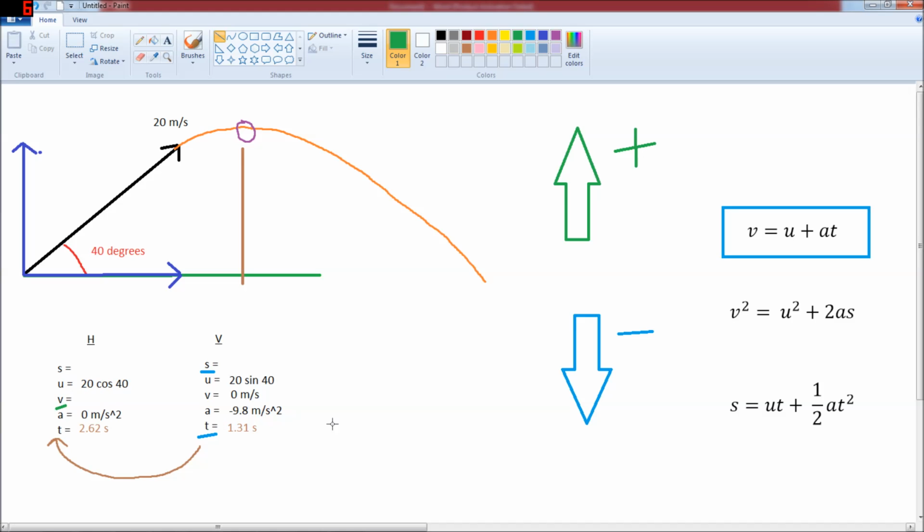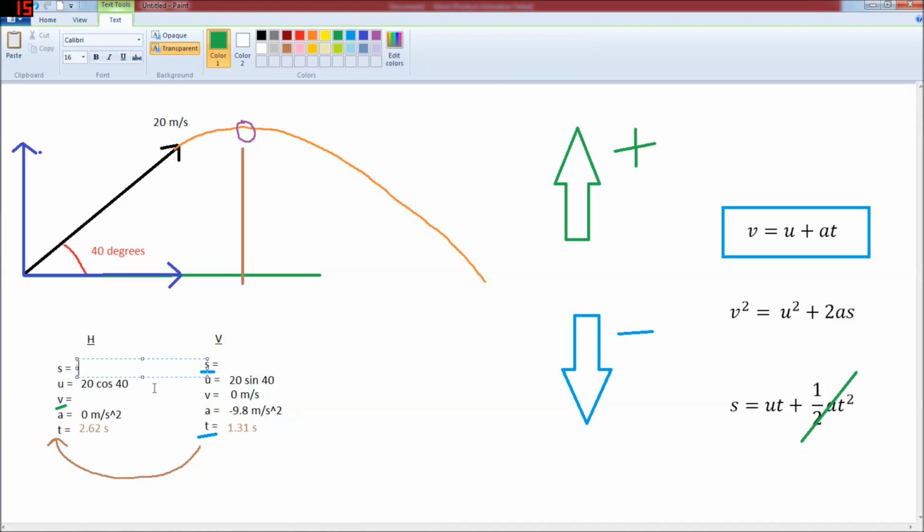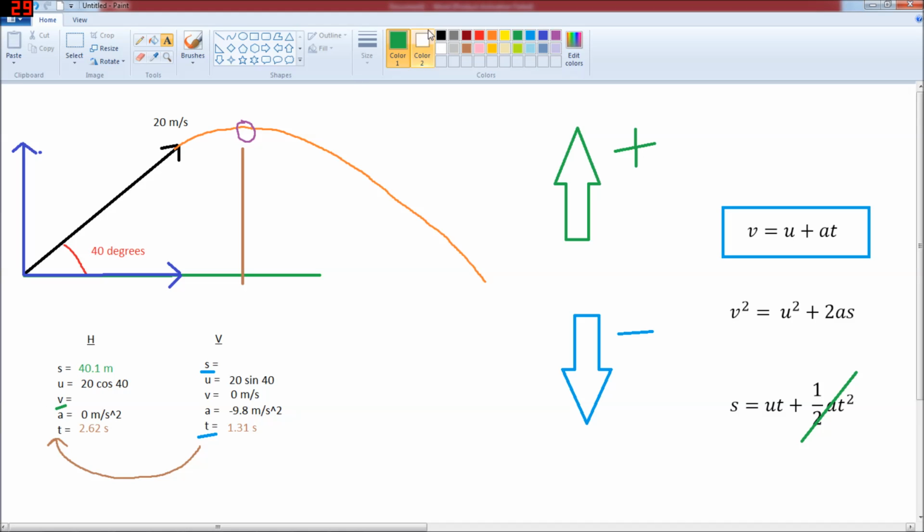And now I can get s. I know u, I know t, it's 2.62. I know a, so this whole term will disappear, cancel out. S equals ut, so I can do 20 cos 40 times 2.62, which I guess I might as well do. 40, you have to do everything backwards on an iPhone. It's a bit frustrating, but I guess it works. Times 2.62 gives me a total displacement there of 40.1 meters. So you can see there, I've very quickly solved for absolutely everything that I have available.